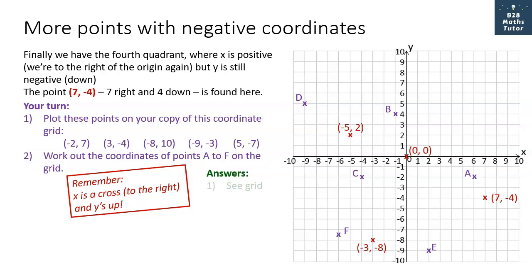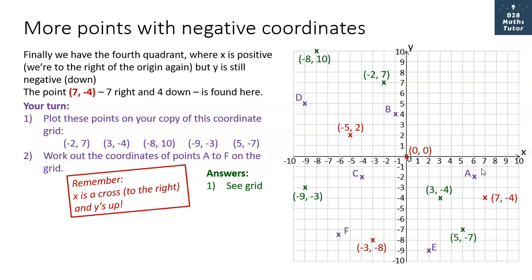Okay, here are the answers. So first one, negative 2, 7 is here because we've gone 2 to the left and 7 up. Then 3, negative 4, that is 3 to the right, negative 4 up, which is 4 down. So 1, 2, 3 to the right, 4 down, we end up here. Then we've got negative 8, 10, so we're going 8 to the left and 10 up. Negative 9, negative 3 is 9 to the left and 3 down. And then 5, negative 7 is 5 to the right and 7 down. So we're here.